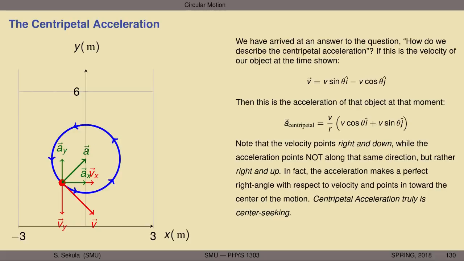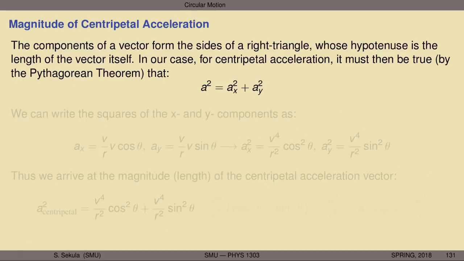It's the sum of these two things here that net give us the acceleration that points toward the center. We've actually got one more thing we can do here. Because the components of any vector form the sides of a right triangle, and the hypotenuse of that right triangle is the length of the vector itself, we have centripetal acceleration, that's our hypotenuse, and it must be true that its components, squared and summed, must be equal to the square of the length of the acceleration vector itself.